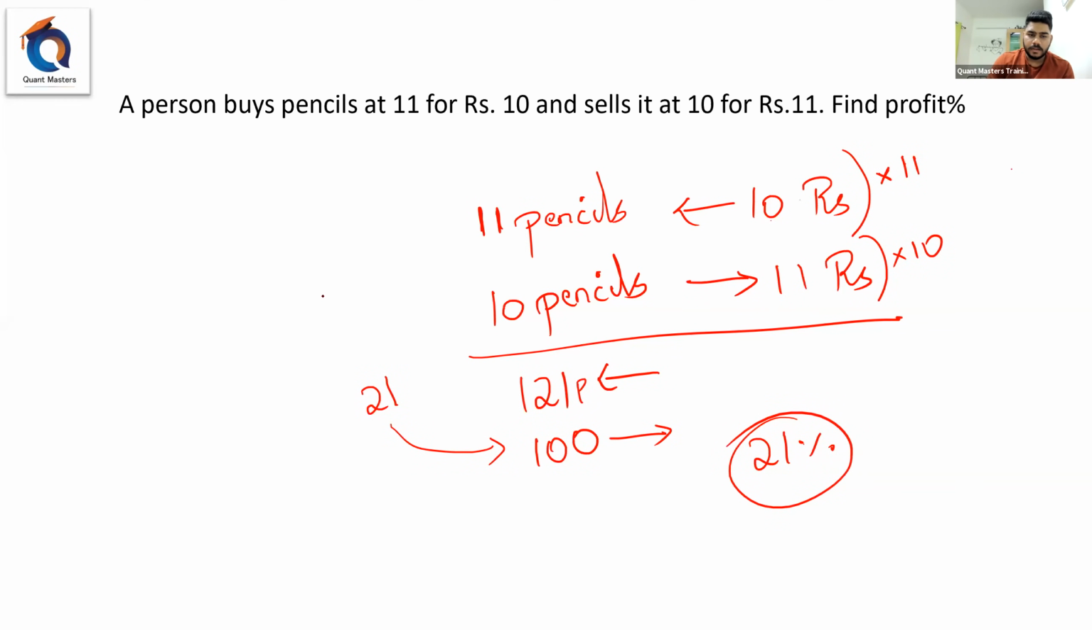This is method number one. Method number two is this way. Now I am making quantity same. 11 and 10, again LCM is 110. So multiply this by what? 11 times 10 is 110, 10 times 11 is 110.